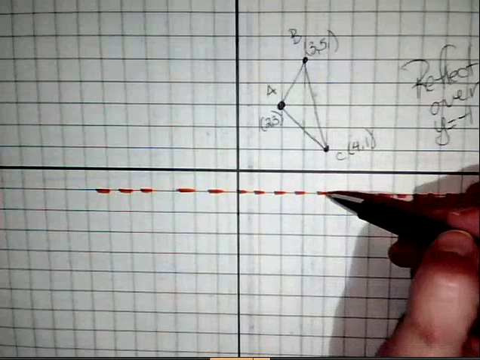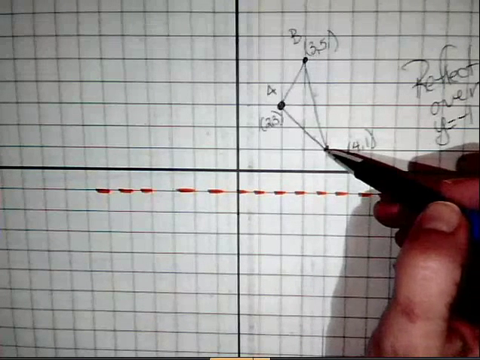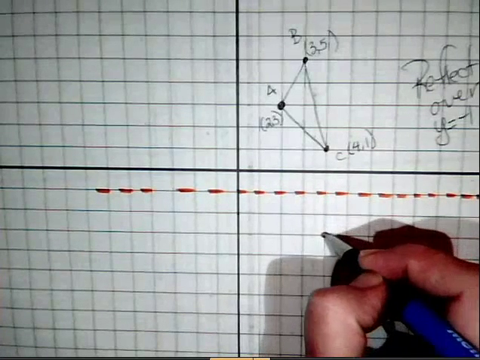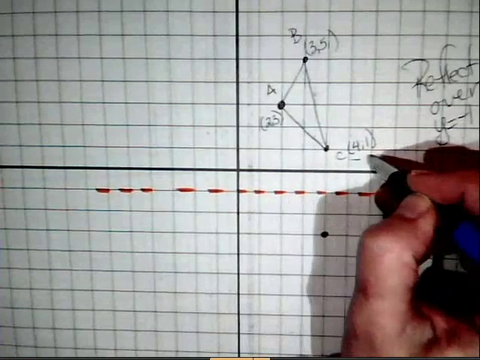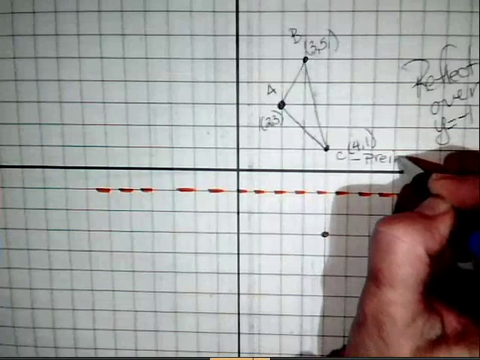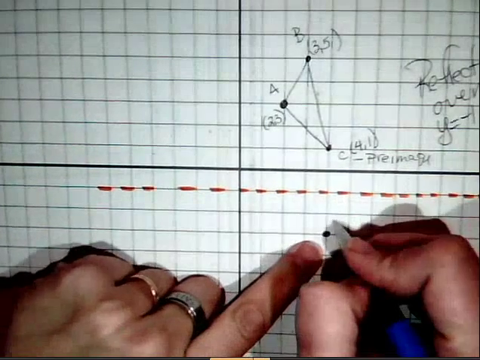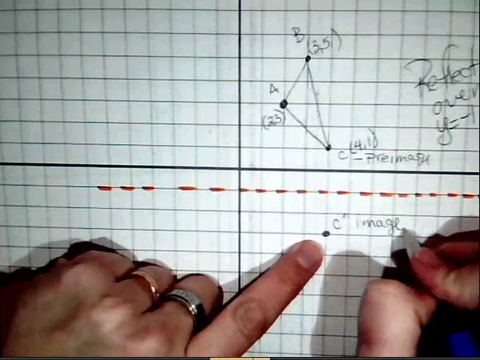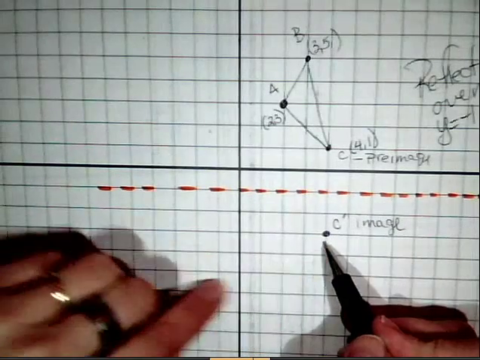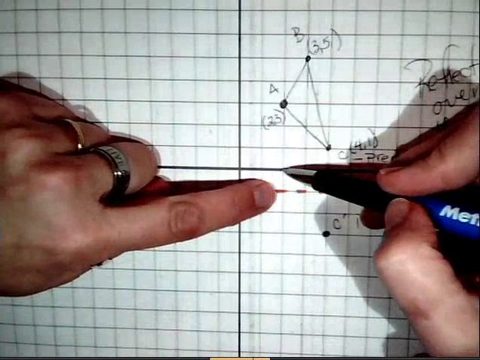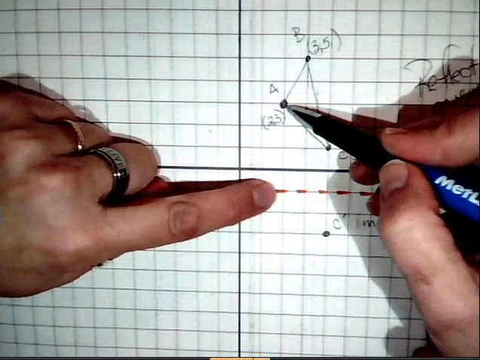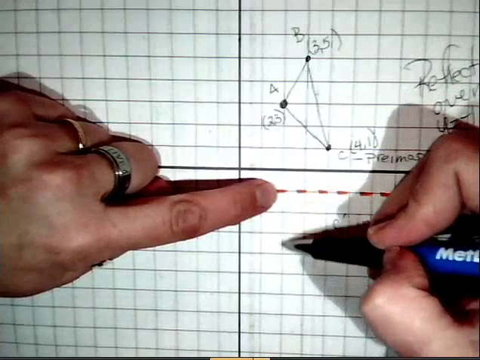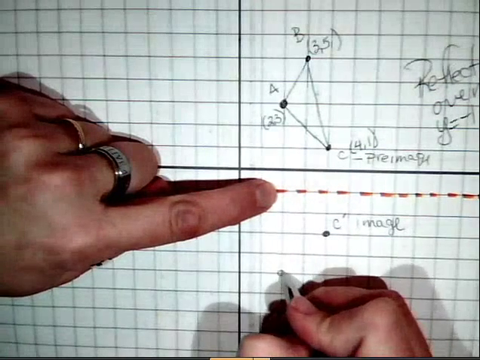So C is 2 away from the line. We're going to go to the line, and then go in the opposite direction. C is considered our pre-image. And C prime, I'll make a little mark like that, is our image. That's the after effect. Now we're going to do the same thing with A. A is 1, 2, 3, 4 away from the line, so we're going to go 4 the other way. 1, 2, 3, 4. So here's our A prime.